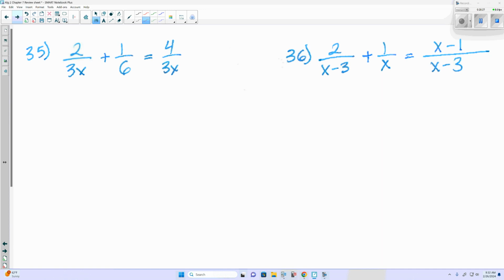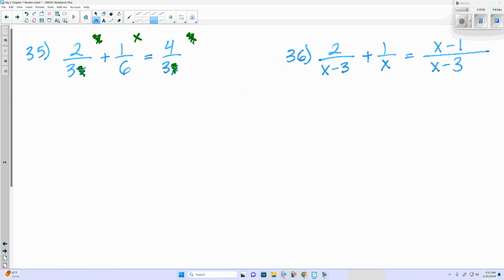Let's look at 35. What do we need to multiply everything through by? Well, we have 3x and 6, yes? Well, we know for sure I'm going to have to multiply everything through by x, because if we do, this x and this x cancel. Nothing in the middle.